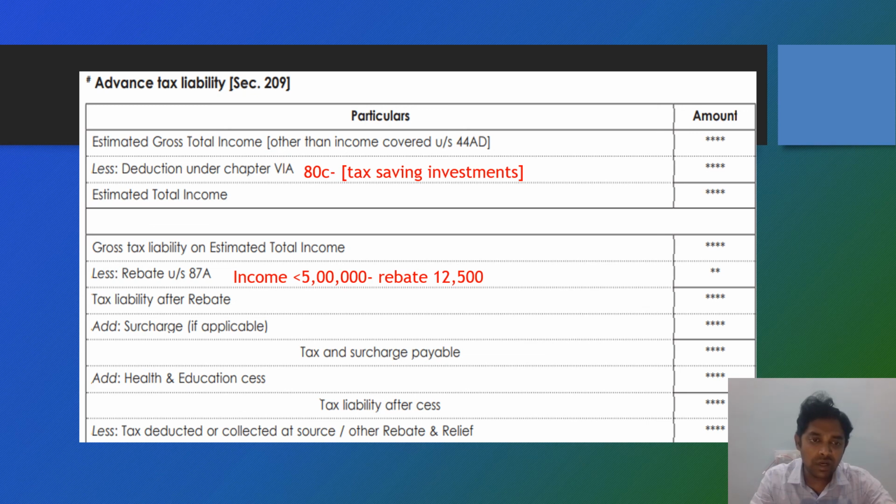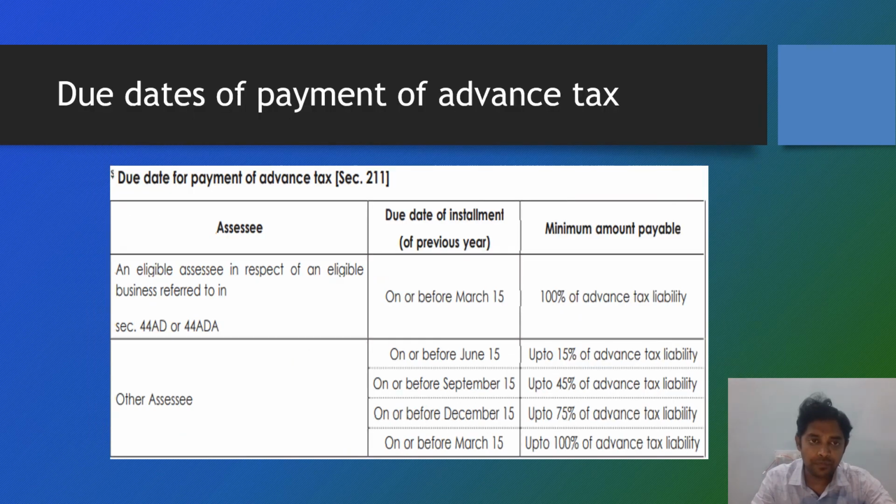Tax liability after rebate is calculated, and we add the surcharges and add health and education cess. Approximately it will be up to 4%. The tax liability after cess, less the tax deducted, that is TDS deducted at the source, or other rebates and relief, gives the advance tax liability.